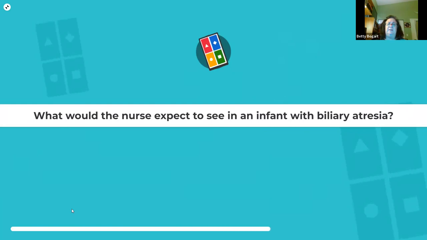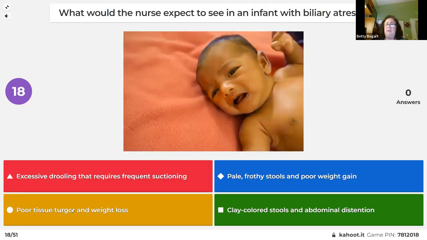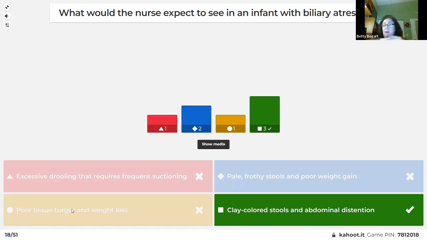What would the nurse expect to see in an infant with biliary atresia? Remember, A means absent. That means there's no connection between the liver and the common bile duct. What does bile do for the body? So with that, there is no bile being put into the stool, so it's clay colored. You're going to see tea colored urine too. And then because it cannot digest fat, you're going to see that abdominal distension on this child. So that's biliary atresia.